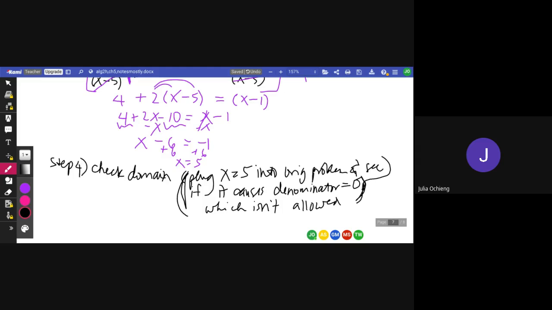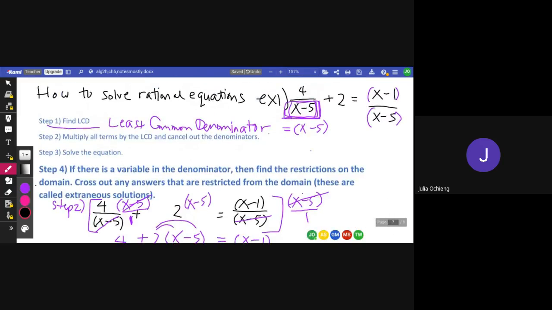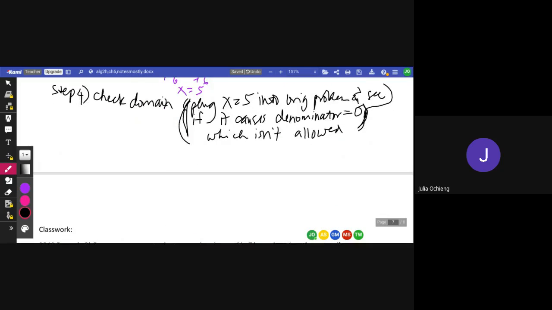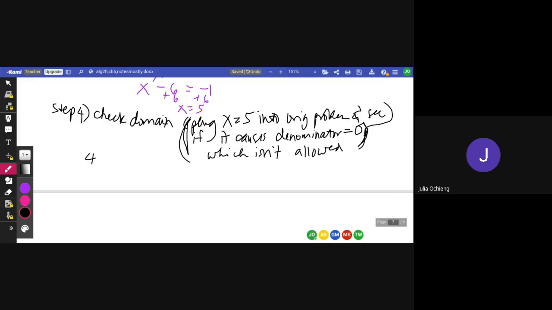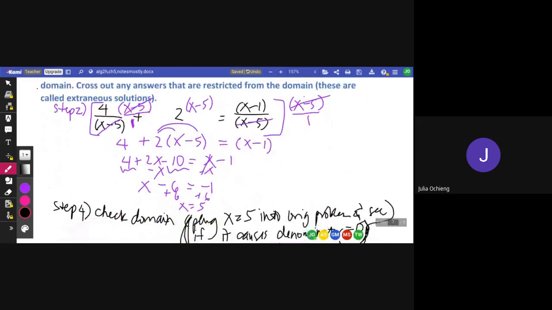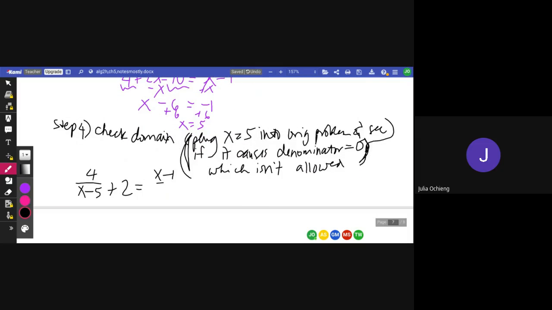So I'm going to take the original equation, which was 4 over x minus 5 plus 2 equals x minus 1 over x minus 5. And I'm going to plug in the 5. So that's going to be 4 over 5 minus 5 plus 2 equals 5 minus 1 over 5 minus 5. Well, immediately here, 5 minus 5 is 0. That causes a 0 in the denominator, so I can stop right there. That x equals 5 can't work.